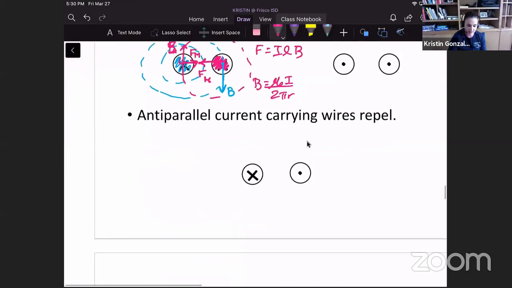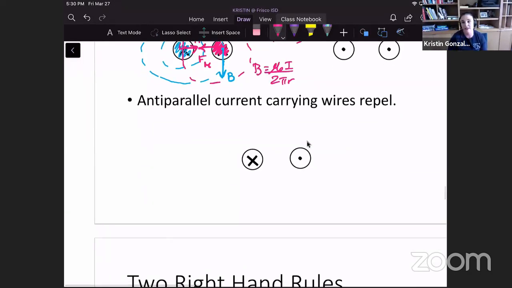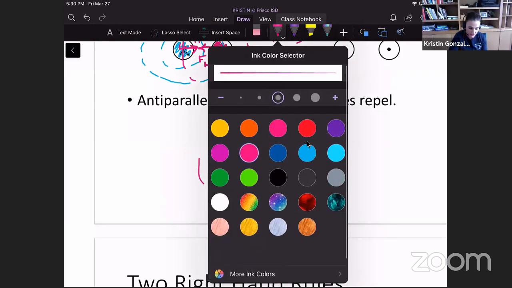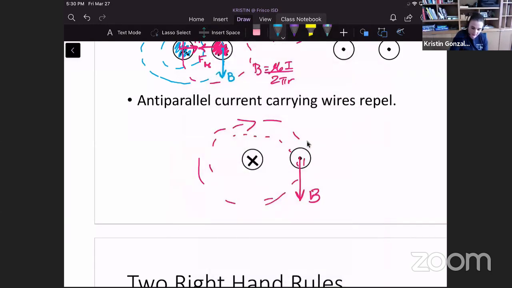Okay, so let's look at then real quick at if they're opposite and what we would do for that. If I have the one on the left and it has a current going into the page, again, which way is the magnetic field going to be? It's going to be going around clockwise. So at this point here, we'd have that magnetic field going downwards. Okay, so let's look at how that's going to affect the wire on the right.